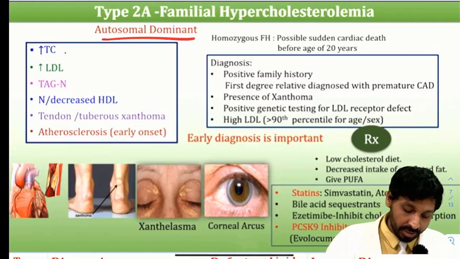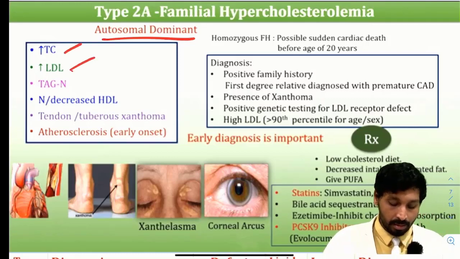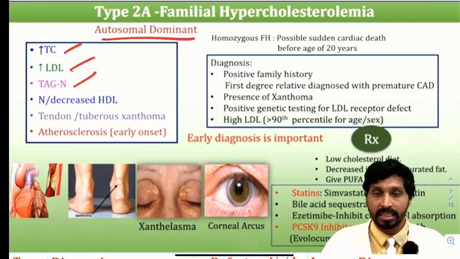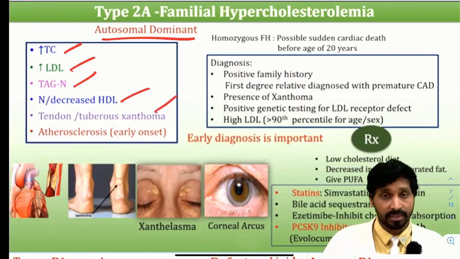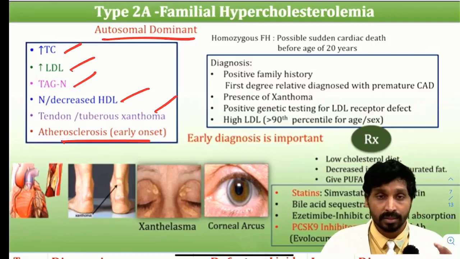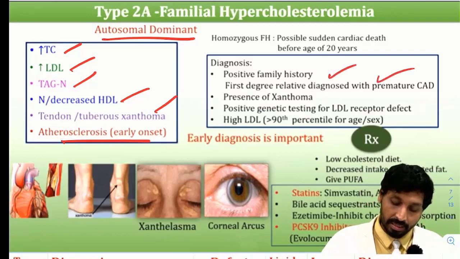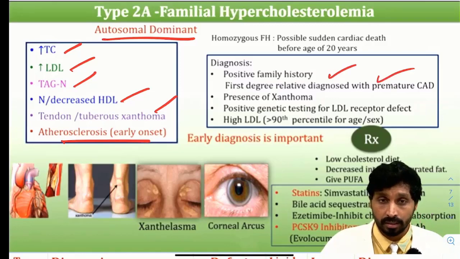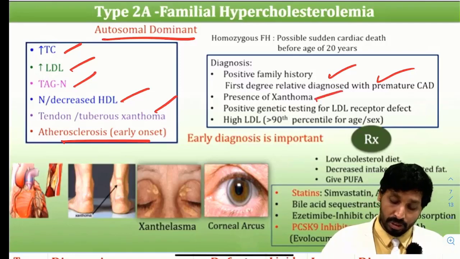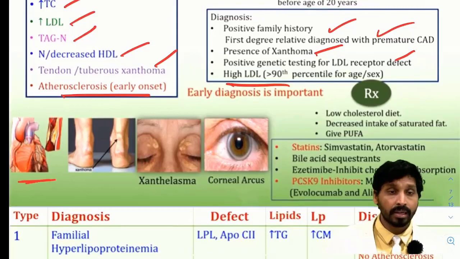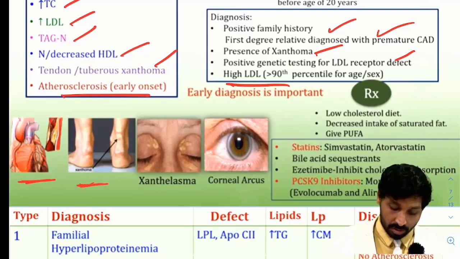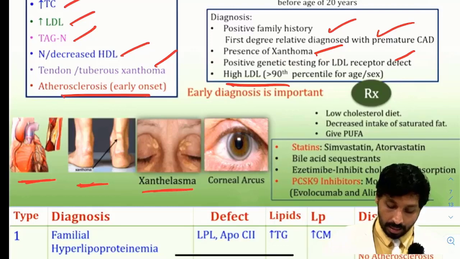The characteristic features, as we mentioned, are an increase in total cholesterol and in LDL cholesterol, while TAG, the triglyceride levels, are normal. There is a decrease in HDL. Tendon and tuberous xanthomas, yes, again as we have seen in type 1, and atherosclerosis is early onset, which is dangerous. Diagnosis: positive family history, a first degree relative diagnosed with premature cardiac artery disease, presence of xanthomas, positive genetic testing for LDL receptor defect, and high LDL, that means greater than the 90th percentile for age and sex. With early diagnosis, you see cardiac arteries getting blocked because of foam cell formation, xanthomas you can make out in the tendons, and corneal arcus you can also see.